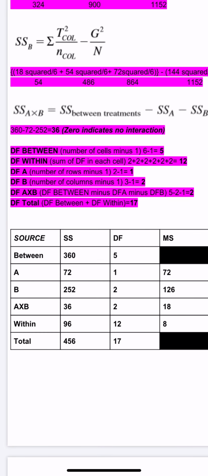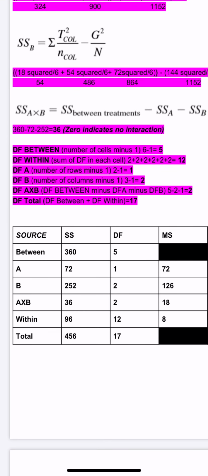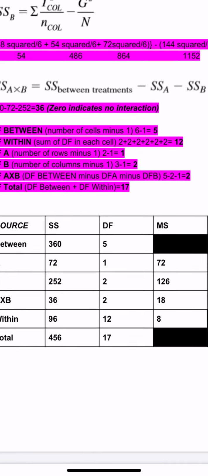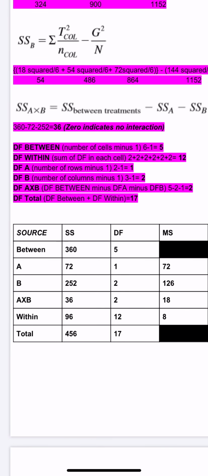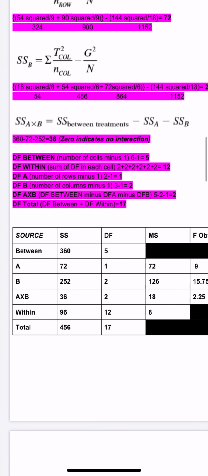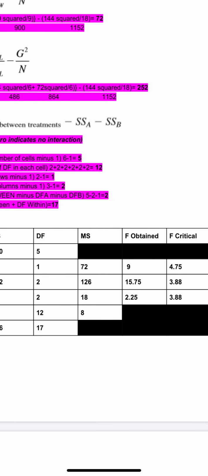SSB divided by DFB gives you 126. SS interaction divided by DF interaction gives you 18. And SS within divided by DF within gives you 8. All right, so now we're on to F obtained.